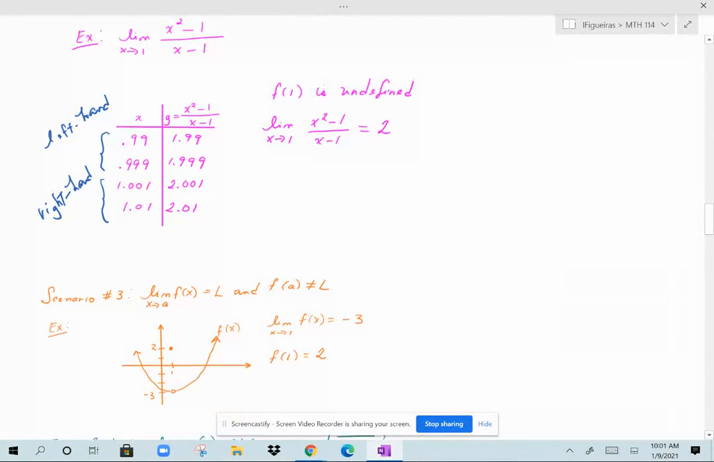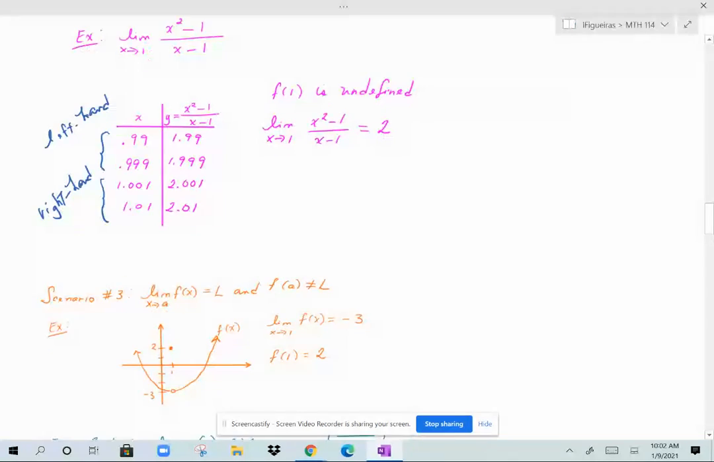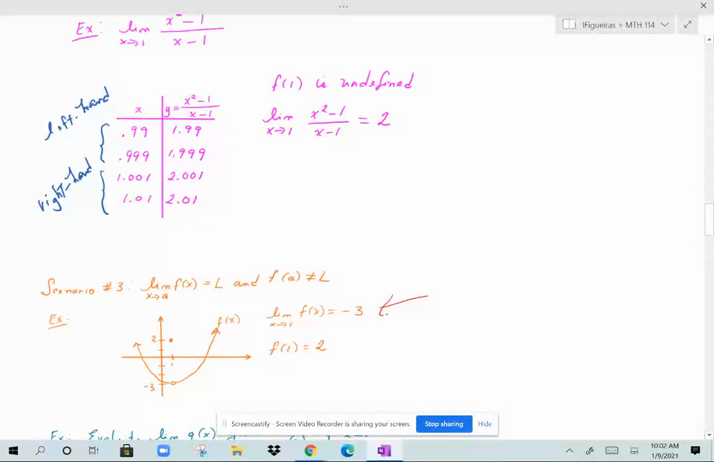Scenario number 3. We have the limit as x approaches a of f of x equals L, and f of a is not equal to L. So what this means is that your limit exists and your function exists, but they are different. And this does happen often with piecewise functions. So if we consider this limit, the limit as x approaches 1 of f of x, when I'm on the left side of 1 and I follow the path of the graph, I seem to be approaching that open circle, which is going towards -3.